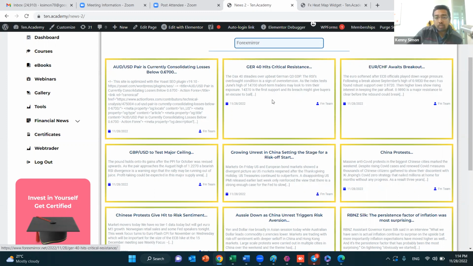Okay, all right, there we go. And then we go on to the euro versus the CHF. We could see that it's hinting us about the breakout, that it's awaiting or expecting a breakout. But here we've got something really important that we need to understand as well. We've got a snippet of news that mentioned euro softened after the ECB officials played down wage pressure. So it's got to do with wages, employment, unemployment data as well.